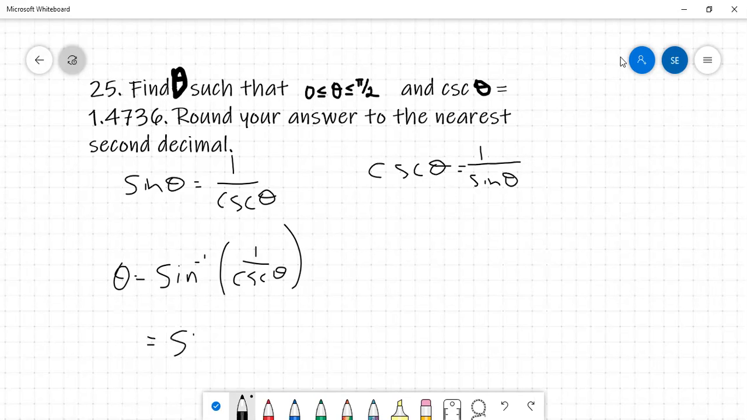This is just sine to the negative 1. Cosecant of theta is 1.4736, so 1 over 1.4736. We plug that into our calculator, and we get theta is equal to 42.74.